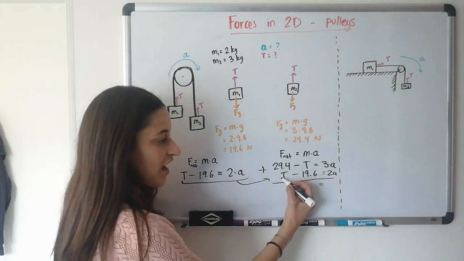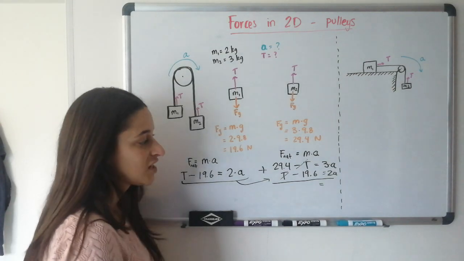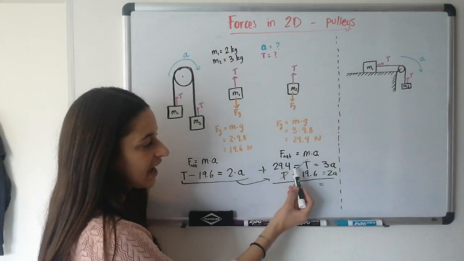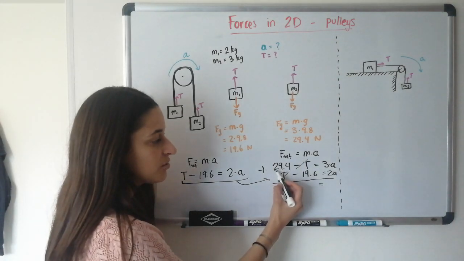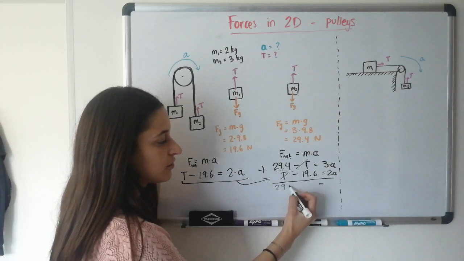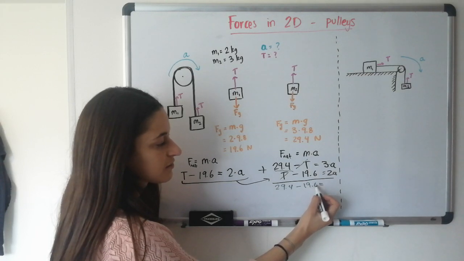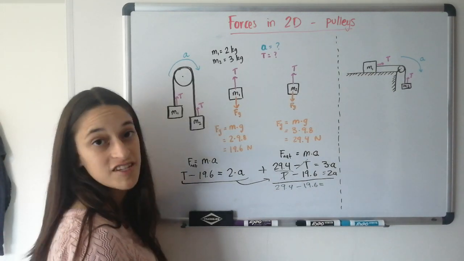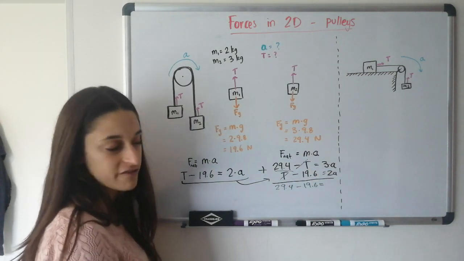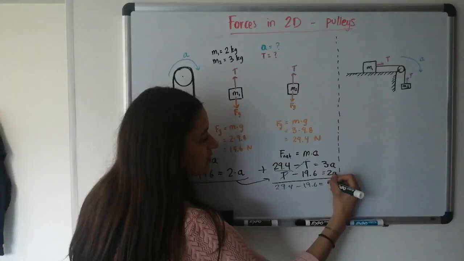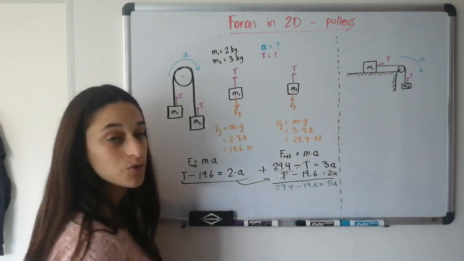So if you notice here, we have a plus T and a minus T, and these two will cancel out. When we add the T equations, we're going to add T minus T, which cancels out. So what we're going to get is just the numbers, 29.4, and then minus 19.6. So that's what we're going to get on our left side. And on the right side, we have 3a and 2a. So if we add 3a plus 2a, we get 5a, because 3 plus 2 is 5. So the equation that we have left is 29.4 minus 19.6 equals 5a.